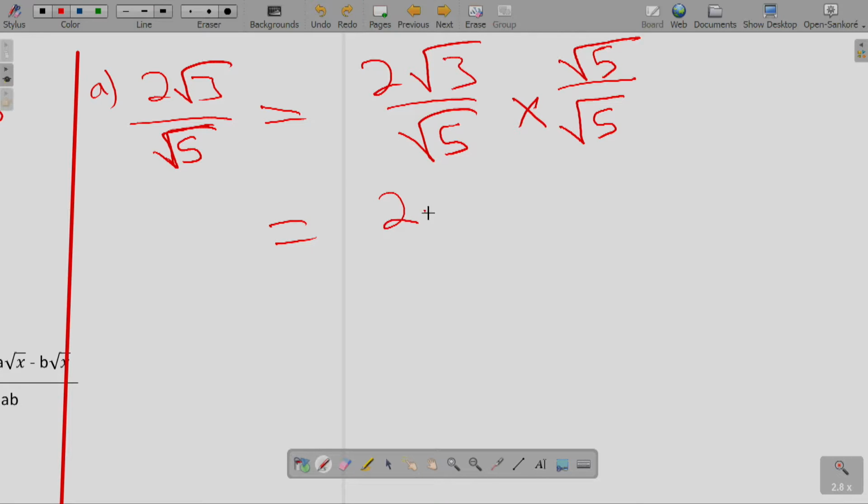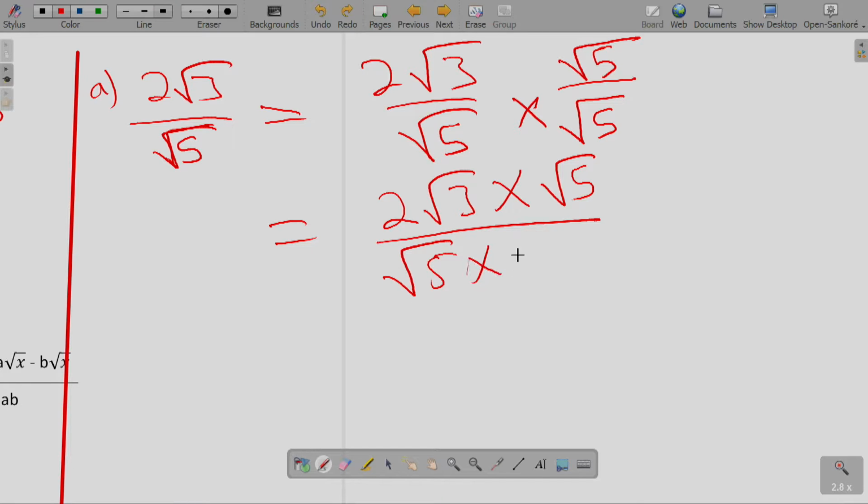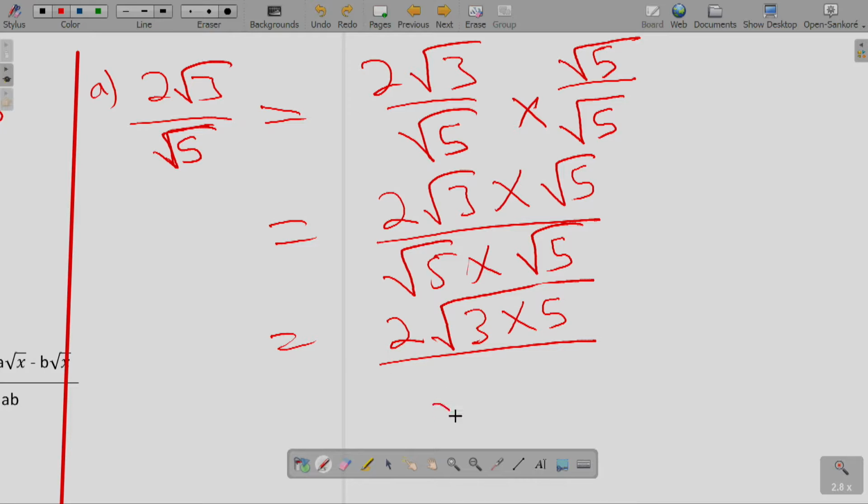So here we get 2 square root of 3 times square root of 5 over square root of 5 times square root of 5. Here we get 2 times square root of 3 times 5 over square root of 5 square.